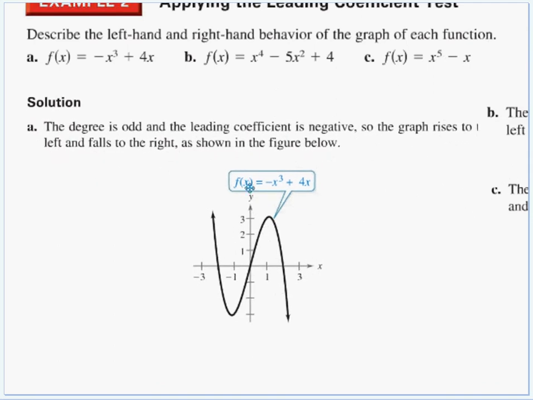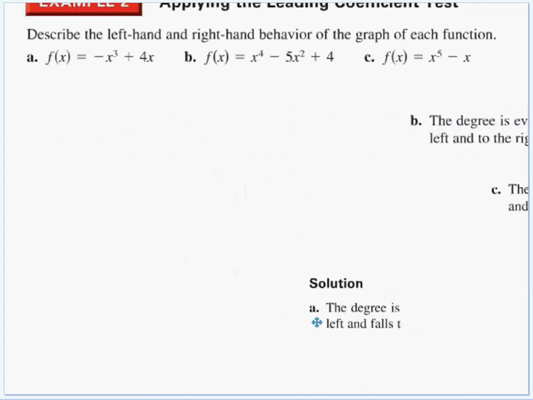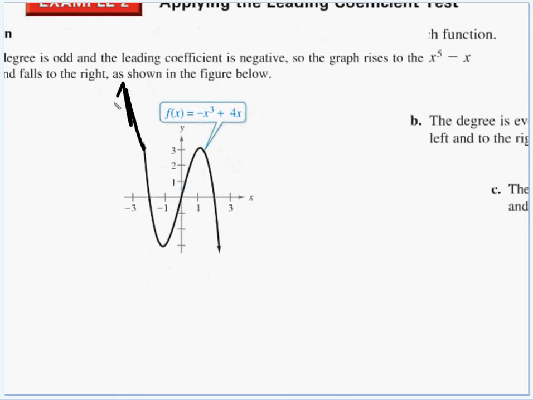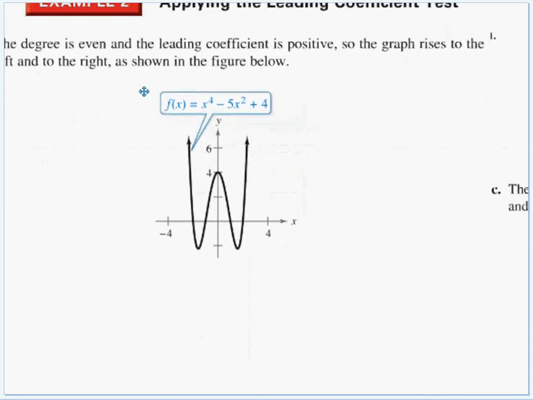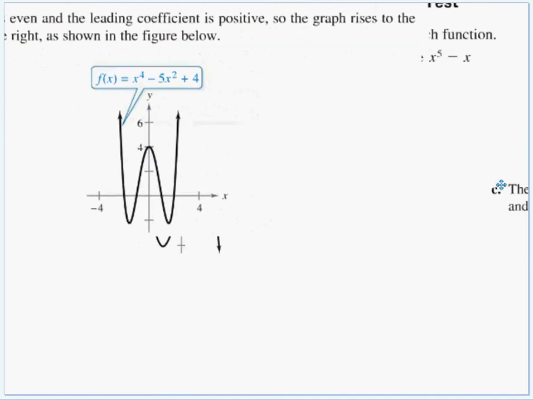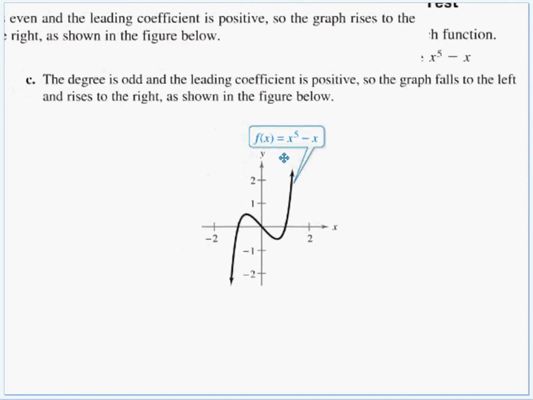Here's what the book says. The degree is odd, leading coefficient is negative, so we rise to the left, fall to the right. And here's the actual graph. We're just concerned about the end behavior. We know it's going to go up this way and down this way. We aren't sure about every twist and turn in here just yet. B, leading coefficient's positive. It rises to the right and the left. Positive, even exponents there. And the last one, degree is odd, leading coefficient is positive. We fall to the left, rise to the right.